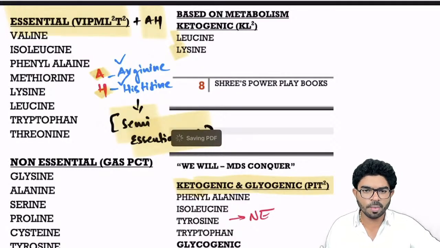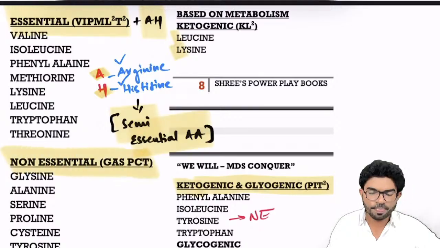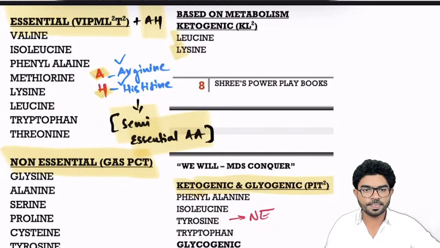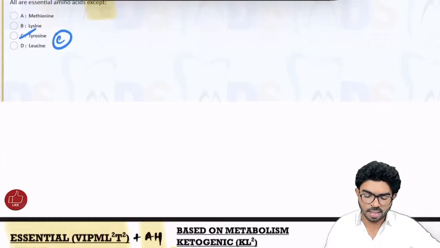Non-essential are also easy to remember. The code is GASPCT. So you try to remember any one of them for this particular classification, and you will get the answer. The question is, all of the following are essential, except, they're asking which is non-essential, that is thyroxine is non-essential.